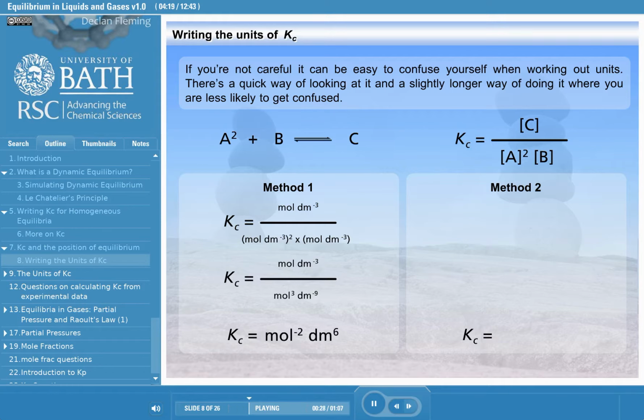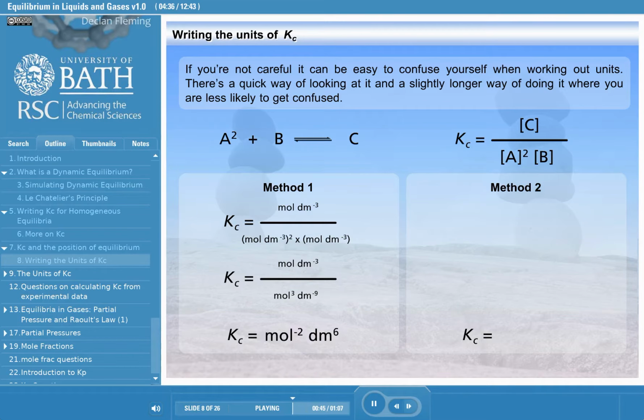Lastly, laws of indices mean that if we have a power of 1 on the top and 3 on the bottom, we need to do 1 minus 3 equals minus 2 as the power for moles, and for the volume we have minus 3 minus minus 9, giving us plus 6.